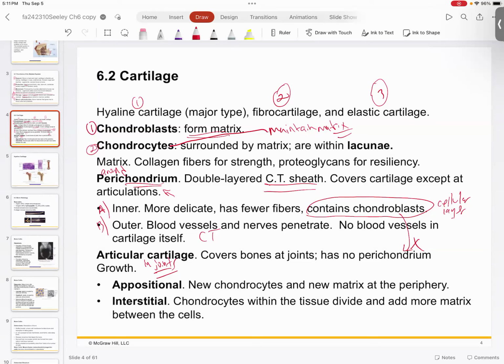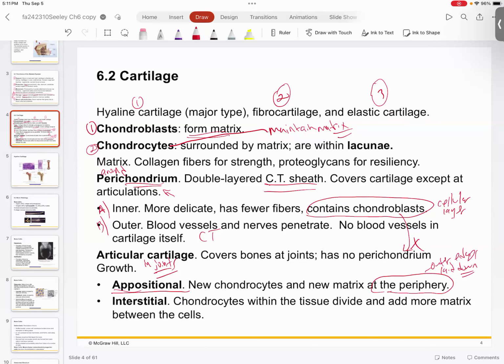So we have a couple of different types of growth patterns when we take a look at cartilage. And we see these same types of patterns repeating themselves when we actually get to bone as well. So first of all, there's appositional growth. And appositional growth is when you're laying down typically new matrix, and it's happening at the periphery. So when you're laying it in the outer edges, that's appositional growth.